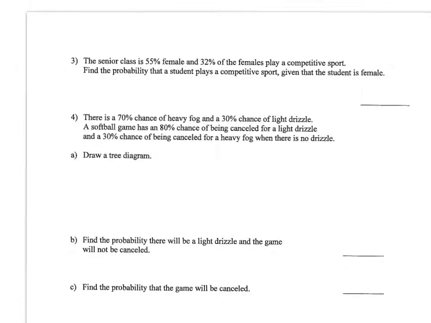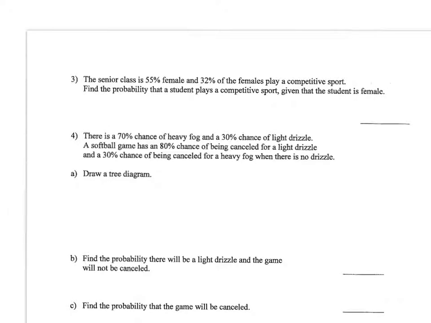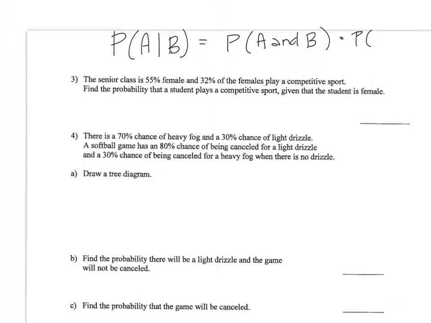So the formula, if you don't have a table for conditional probability, is the probability of A given B is the probability of A and B, so A and B happening at the same time, times the probability of B.